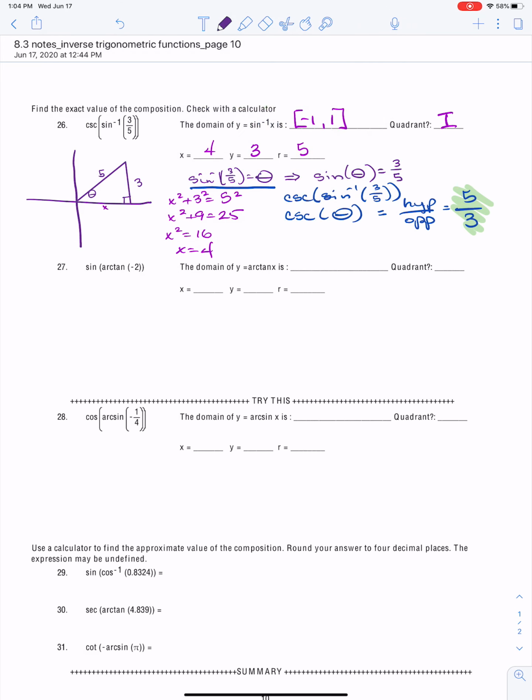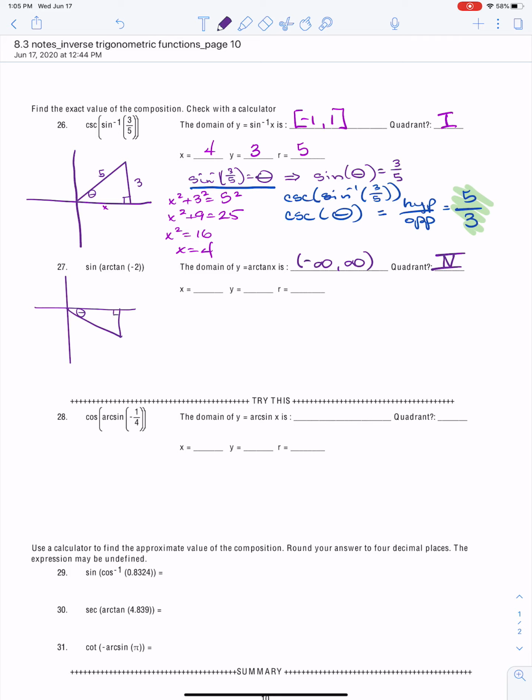Okay, 27. The sine of inverse tangent of -2. So the domain, let's fill this in first. Domain of inverse tangent is -infinity to infinity. So we're okay. If the inverse tangent is negative, we know we are in quadrant 4. And so that's how I'm going to draw this. Here's my triangle in quadrant 4. Here's where my theta goes.